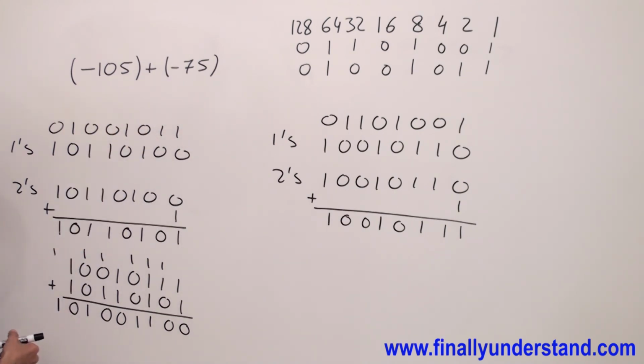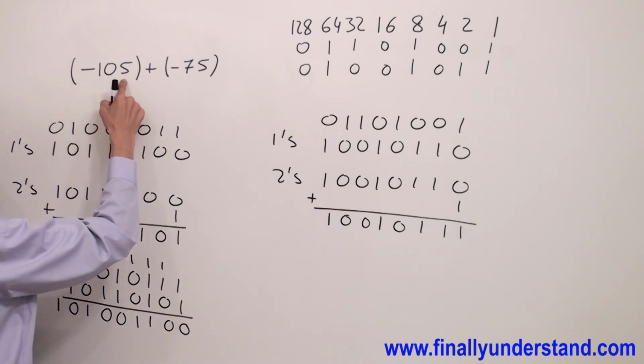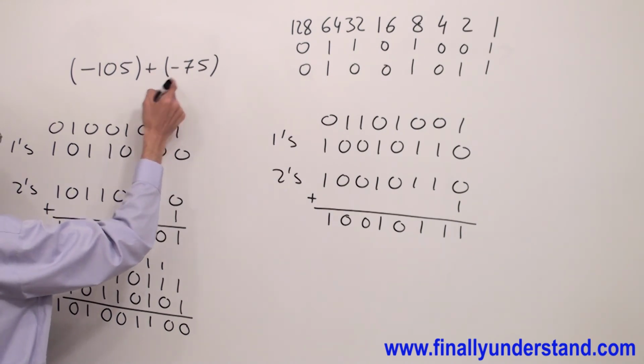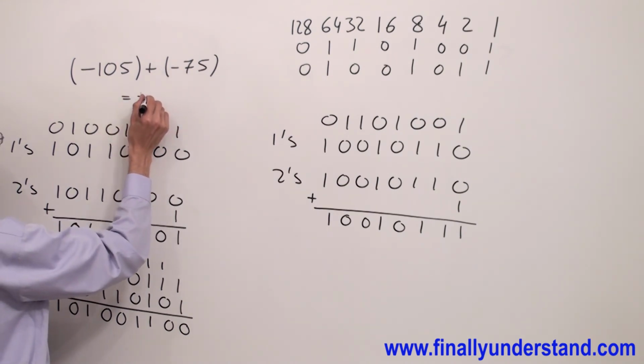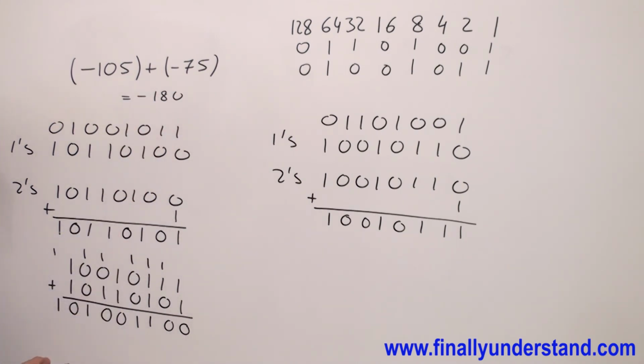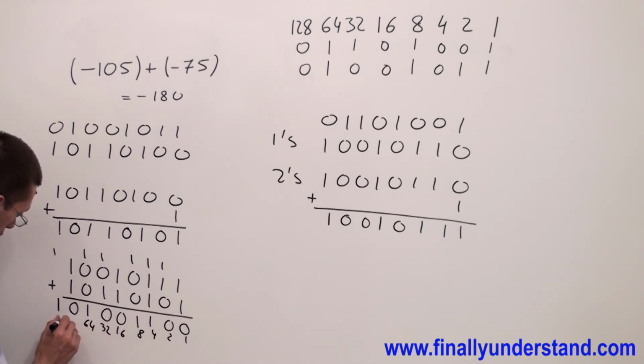Someone is going to ask, how come? Negative 105 plus negative 75 is equal to negative 180. Let's take a look at what we have got. We have 1, 2, 4, 8, 16, 32, 64, 128, negative 256.